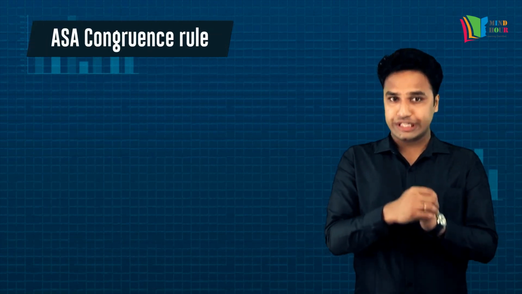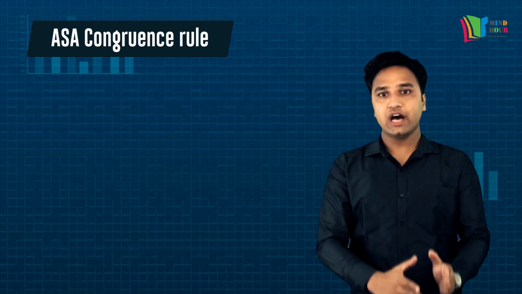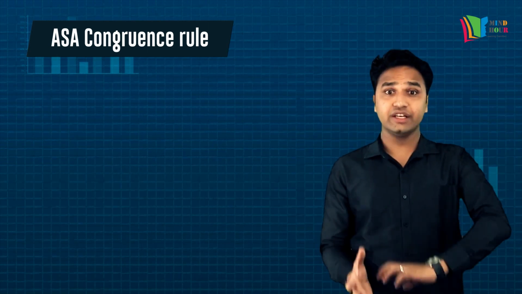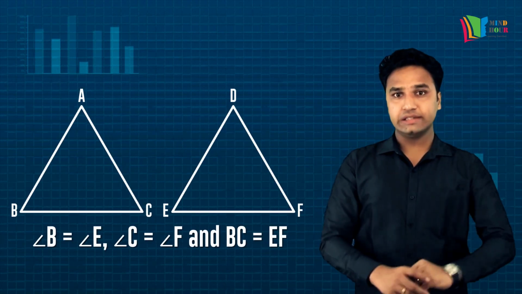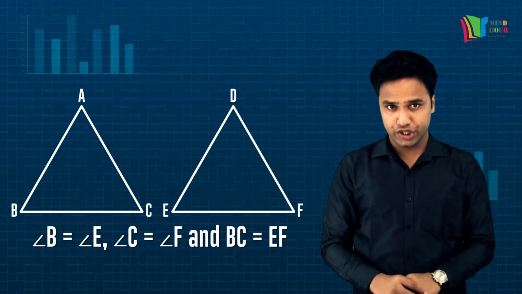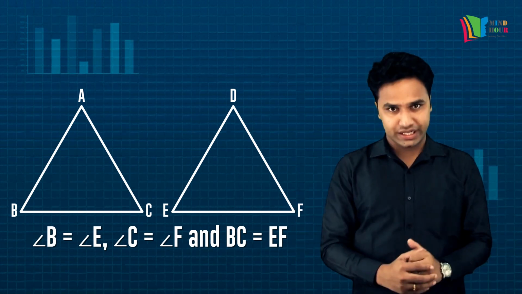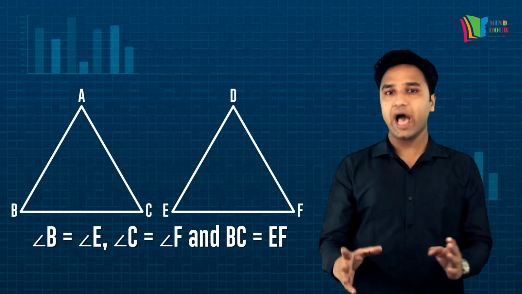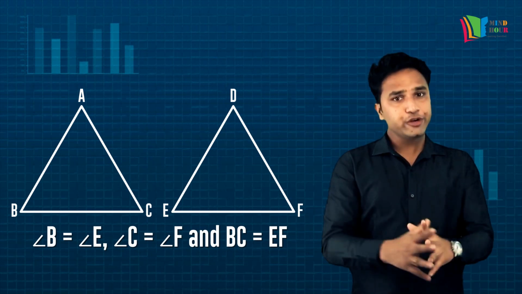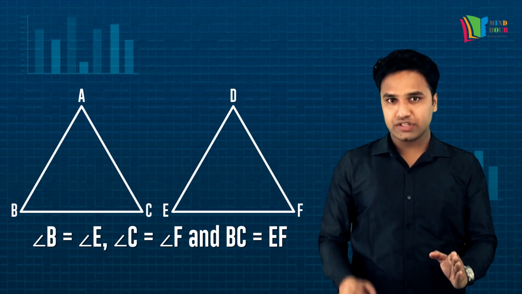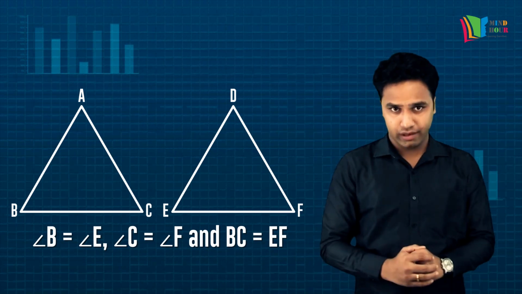ASA congruence rule states that two triangles are congruent if two angles and the included side of one triangle are equal to two angles and the included side of the other triangle. Let us now prove this rule. We are given two triangles ABC and DEF in which angle B is equal to angle E, angle C is equal to angle F and BC is equal to EF. We need to prove that triangle ABC is congruent to triangle DEF.